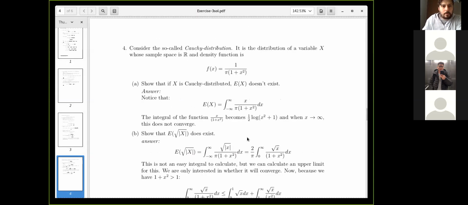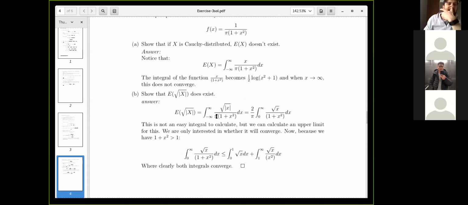So the function x over 1 plus x squared, if you take the integral of that, it becomes 1 over 2 times log of x squared plus 1. If you let x approach infinity or minus infinity, this goes towards infinity. So this doesn't exist. Yes, infinity and beyond. That is true. This doesn't converge. So you see, we have a problem here.